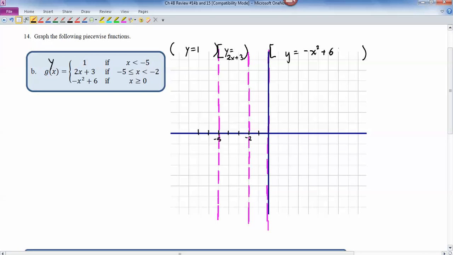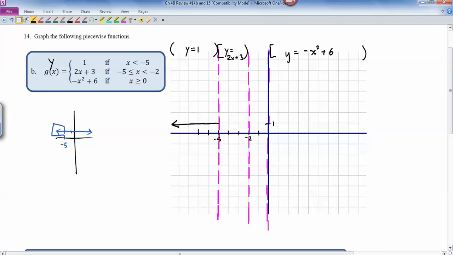Okay, so y equals 1 normally looks like, you just go up 1 and you draw a horizontal line right through there. But I don't want the whole graph. I just want the part when x is less than -5. So here's -5. I just want this part over here. So let's graph that. Here's 1. And so my line will look like this, going that way. There's y equals 1, right?